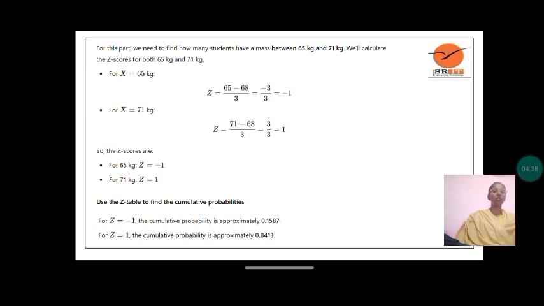So the z score for 65 kgs is minus 1, and for 71 kgs, z equals 1. From the z table, the cumulative probability for z equals minus 1 is approximately 0.1587. For z equals 1, the cumulative probability is approximately 0.8413.